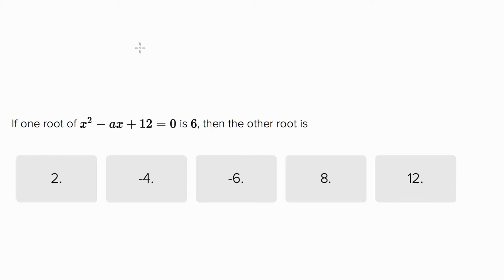This is evil ACT. But what they've done is they've given you a quadratic, and part of what makes this evil is they have not specified what a is. They've just put the letter a in there, but they haven't given you a number. And they tell you one of the roots of this quadratic is 6. So this requires that you have a pretty good facility with roots.